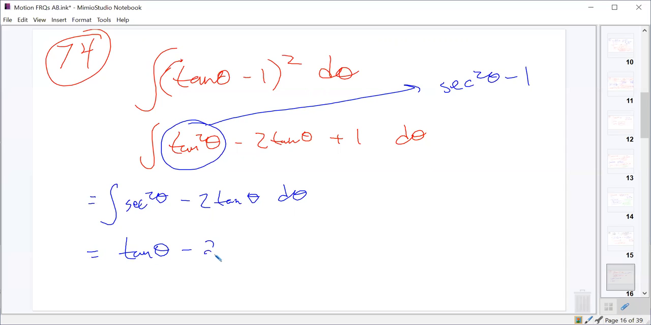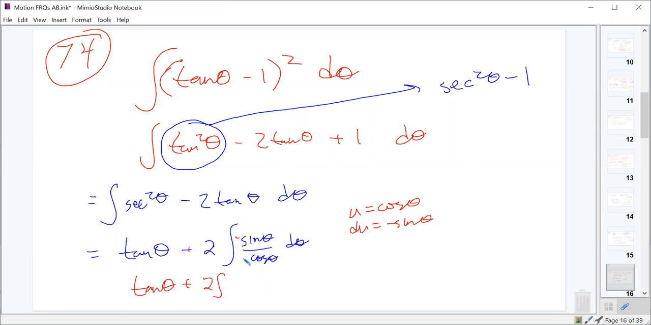And then the integral of minus 2 tangent theta. Well, that's minus 2 times the integral of sine theta over cosine theta d theta. And to integrate sine over cosine, we need to let u equal cosine. Du is negative sine. We've got the negative already right here. If we want to, we can put a negative in and then make that a plus. And then all we'll do is say this is now tangent theta plus 2 integrals of du over u, or tangent theta plus 2 natural log absolute value cosine theta, plus your constant.